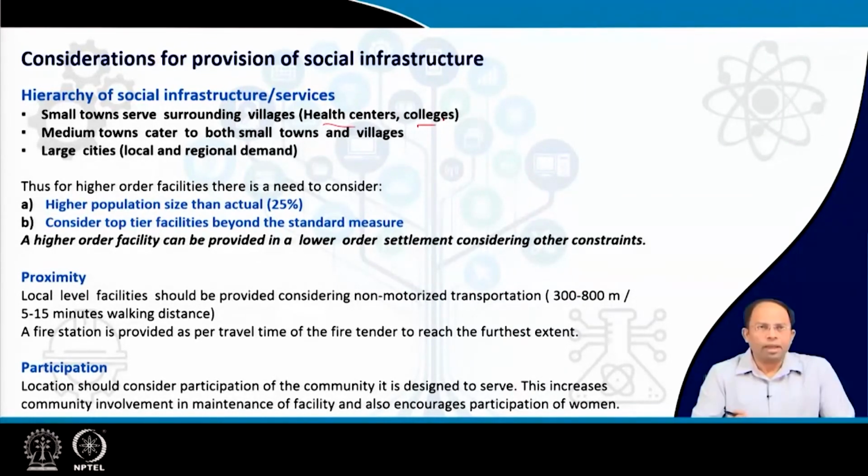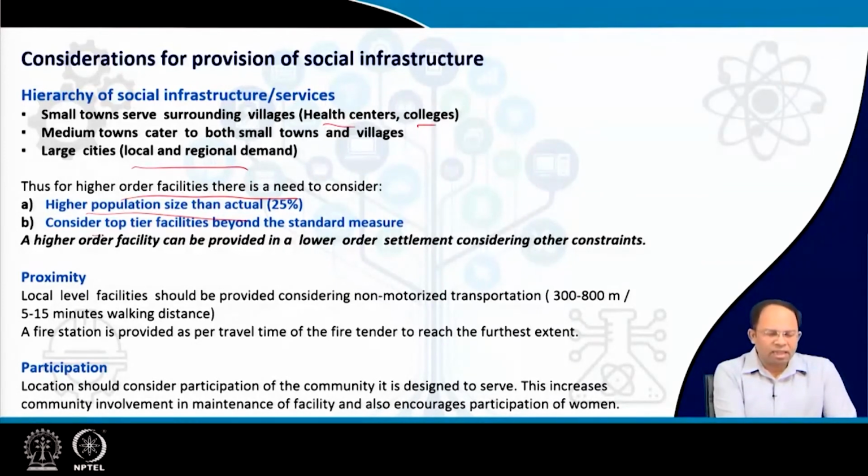Similarly, medium towns cater to both small towns and villages. So certain facilities could be there at the medium town and not there at the small town. Then large cities usually cater to both the local demand as well as the regional demand. So the number of facilities required in a large city should actually be more than what it would otherwise be, because it is catering to the regional demand. That means for higher order facilities, there is a need to consider a higher population size, maybe to the extent of 25 or even more percent. So higher order facilities actually cater to more population than what is given in the UNDP guidelines. So that is one part.